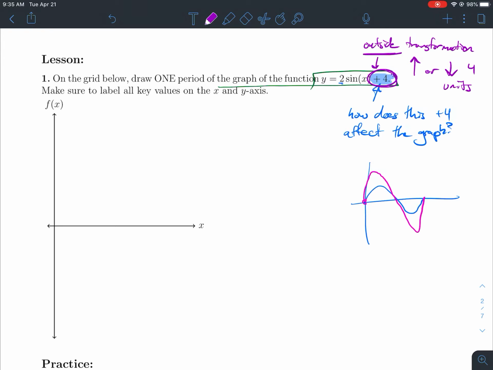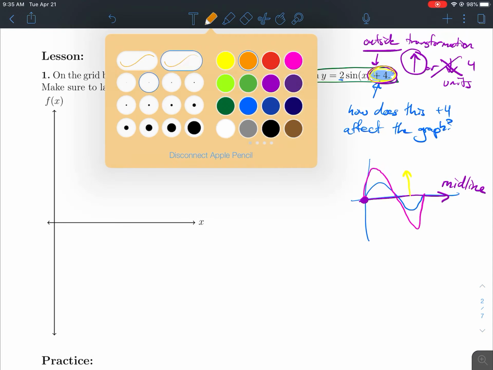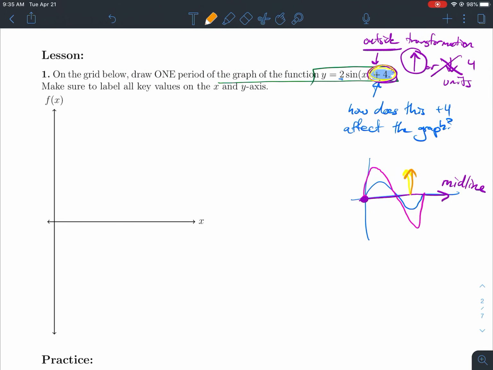And in this case, outside transformations, those are the easier ones. Those go in the direction you expect. So it's going to be up 4 units. And the easiest way to do this is, because of the symmetry of the sine graph, you have this middle line, and it has a vocabulary word. This middle line, usually the x-axis, is called the midline. Because we want to shift the entire graph 4 units higher, we know that our midline is going to be shifted up 4 units. So instead of being at y equals 0, our midline is going to be shifted up 1, 2, 3, 4 units to the line y equals 4.